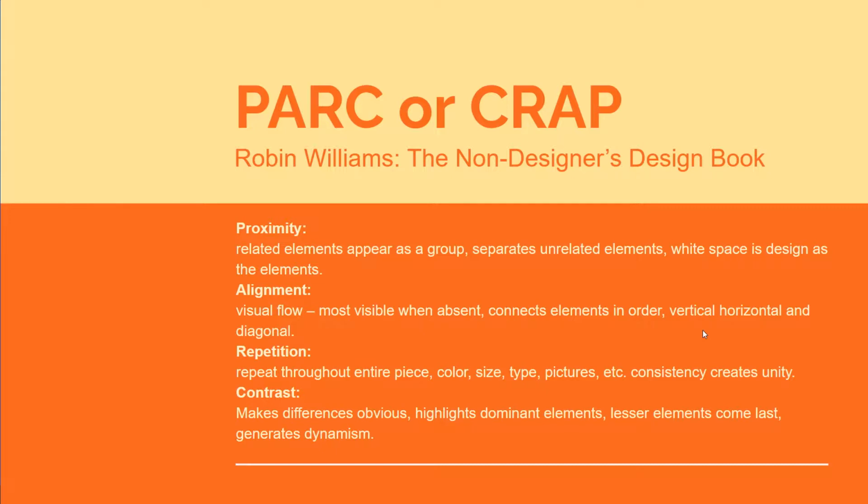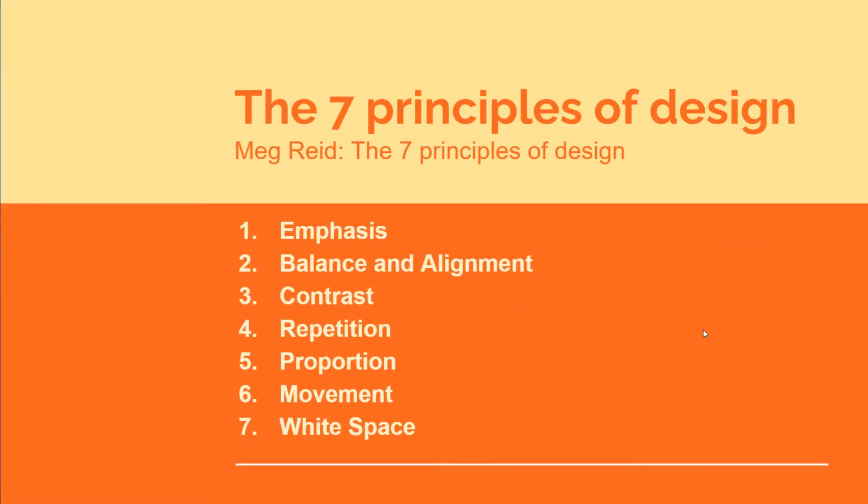And we have another principle. This one is from Robin Williams. She is the author of the book The Non-Designer's Design Book. It's one of the most popular design books for non-designers. You can see she has something very similar to Gestalt, slightly different, talking about proximity, alignment, repetition, and contrast, right? So I collect them and compare them together, and maybe 2 sources is not enough, so we come up with 3.